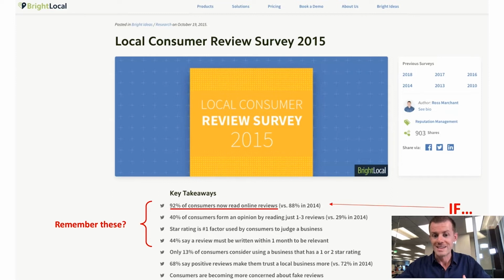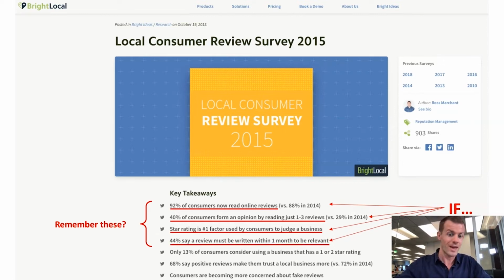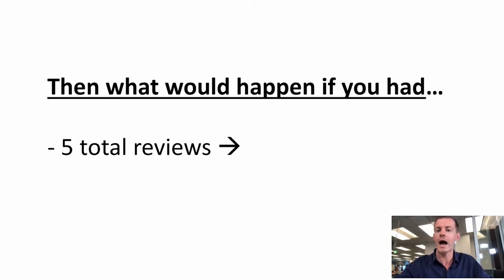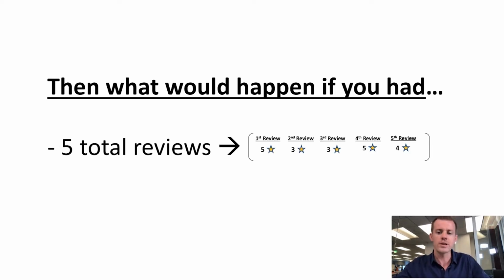So if 92% of consumers now read online reviews, and if 40% of consumers form an opinion by reading just 1, 2, or 3 reviews, if the star rating is the number one factor used by consumers to judge a business, and if 44% say a review must be really current to be relevant, within 1 month, then what would happen if you had 5 reviews, say on Google? Maybe it was something like this: a 5-star, a couple of 3 stars, another 5-star, and a 4-star review. Let's say that was your count so far. You've got a 4-star average.